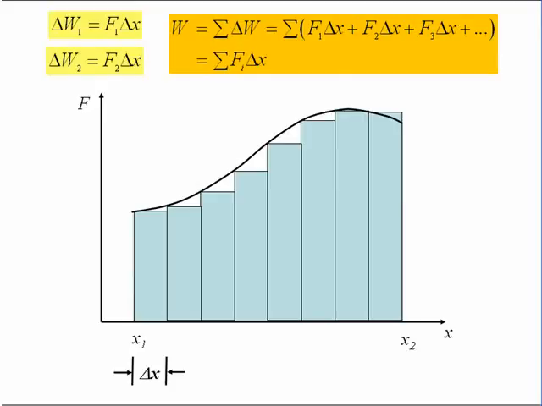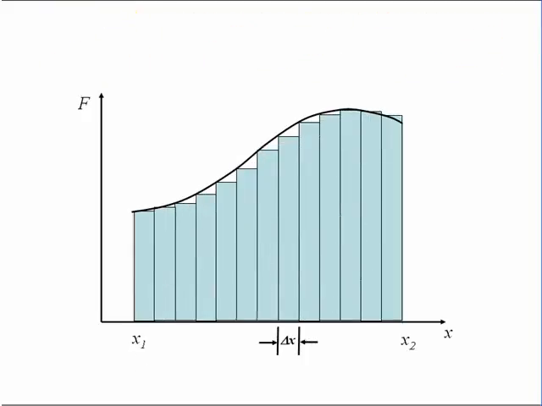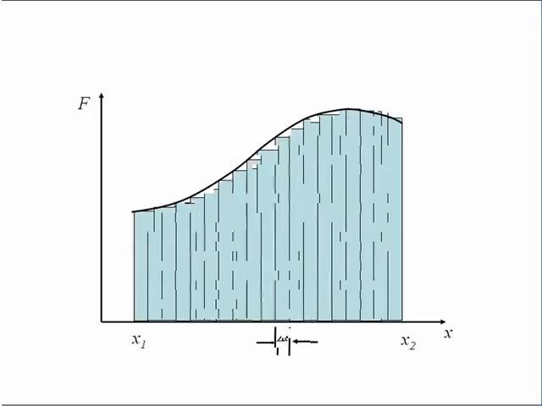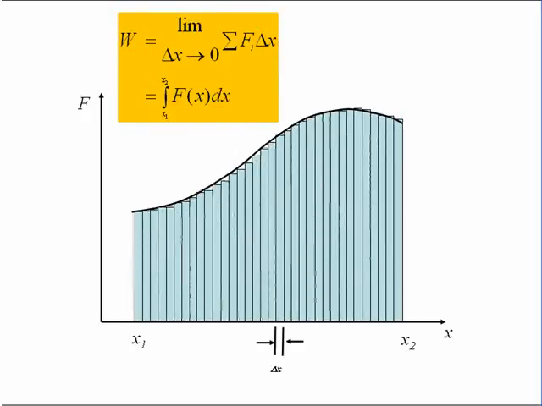So the total work done by the force F as the crate moves from x1 to x2 is given by the sum of all the incremental work done, sum of delta W, as shown here. So that is just equal to the sum of Fi times delta x. As the number of intervals becomes very large and their size very small, this becomes in the limit W equal to the limit of delta x tending to zero of the sum of Fi delta x, which is equal to the integral from x1 to x2 of f of x dx.